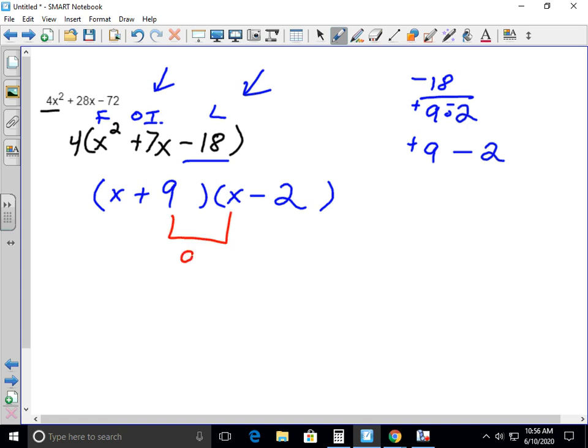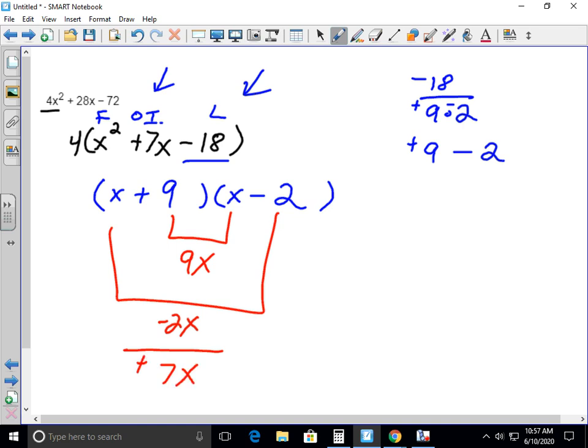Again, positive times positive is positive. When we do our outer, negative times positive is negative. Since we have different signs, we subtract, take the sign of the bigger. So yeah, that gives us the positive 7x we need.